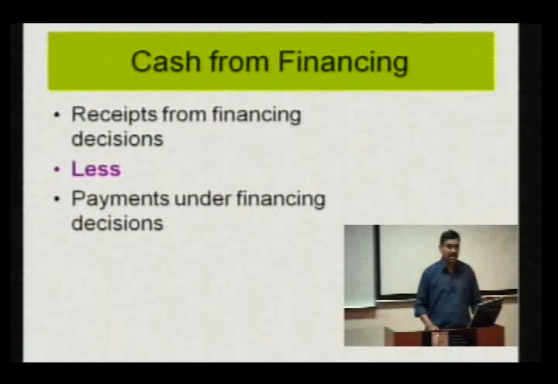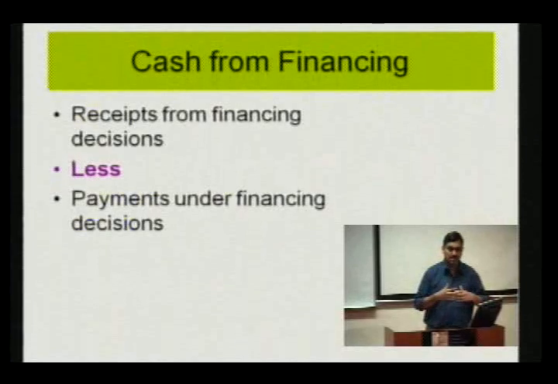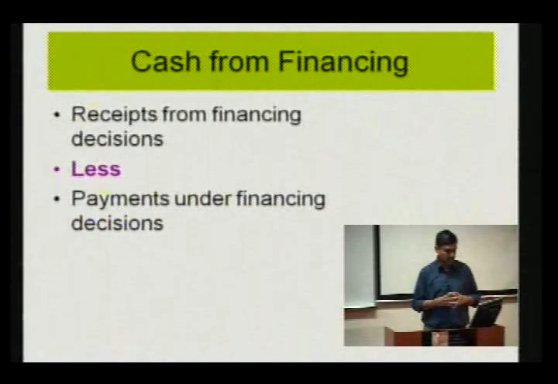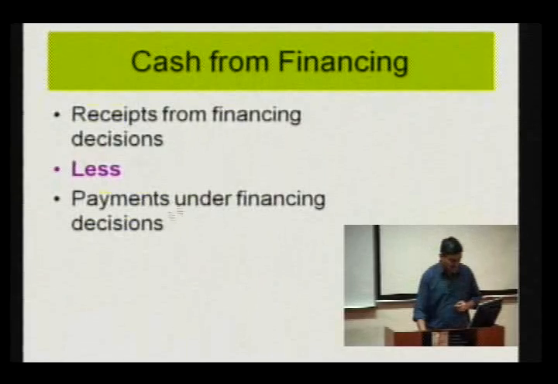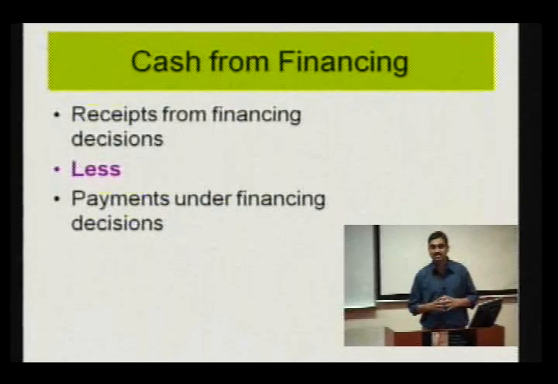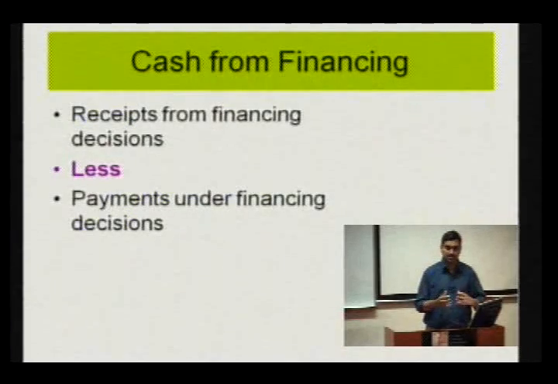Let me start with cash from financing decision. Financing decision is raising money and repaying money, paying dividend and paying interest. So, therefore, cash from financing decision is the receipts from the financing decisions less the payments from the financing decision, and the cash from financing decision can be positive or can be negative. We'll see those items a bit later.